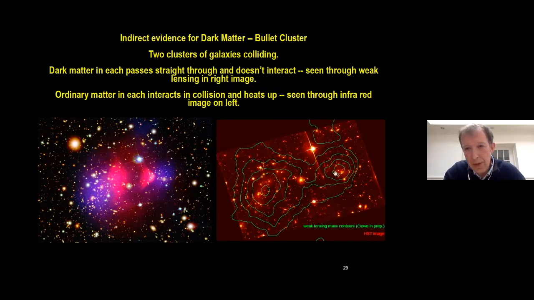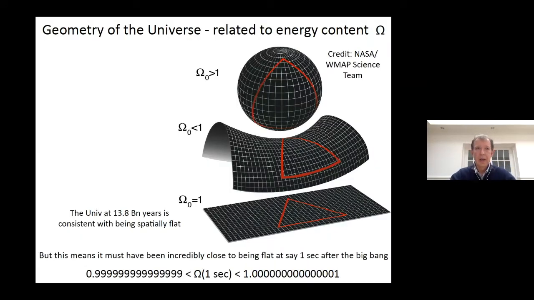So you can hopefully see these mountain tops, which we believe are the concentrated regions of the dark matter associated with the two clusters that have passed through each other. And this type of thing provides indirect evidence for dark matter. So knowing the energy content of the universe is important in order to understand the geometry of the universe.